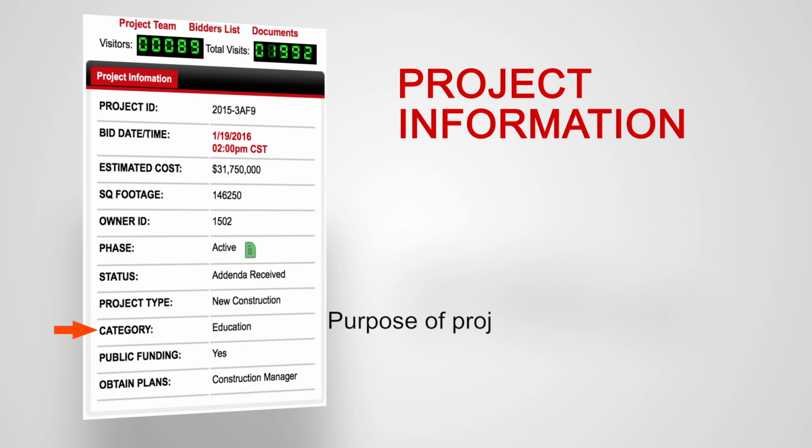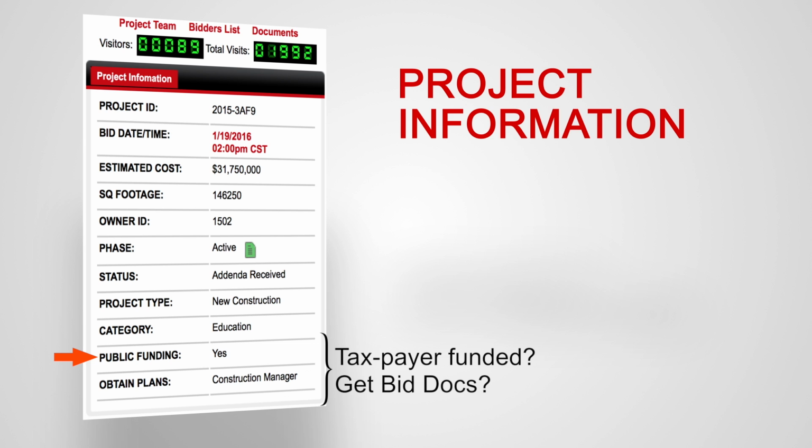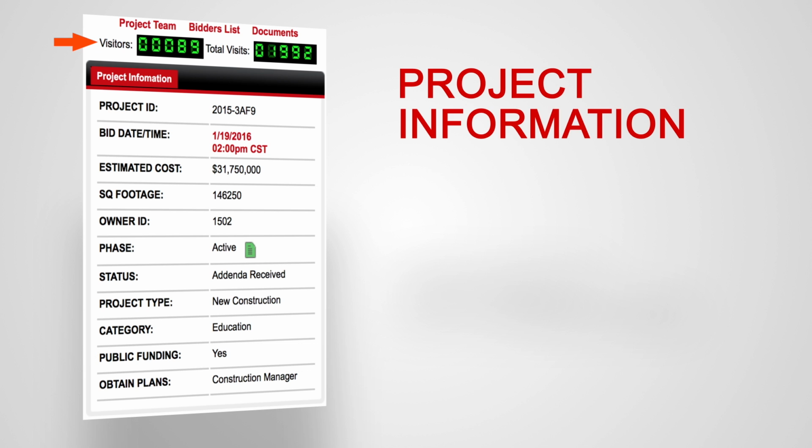The category specifies the intended purpose of the project, such as building a new hotel, office, or healthcare facility. Finally, the last 2 areas indicate whether the project is privately or publicly funded and where plans may be obtained. Note the counter above the project information summary. This indicates the number of companies that have looked at the project and the total number of times the project has been viewed.